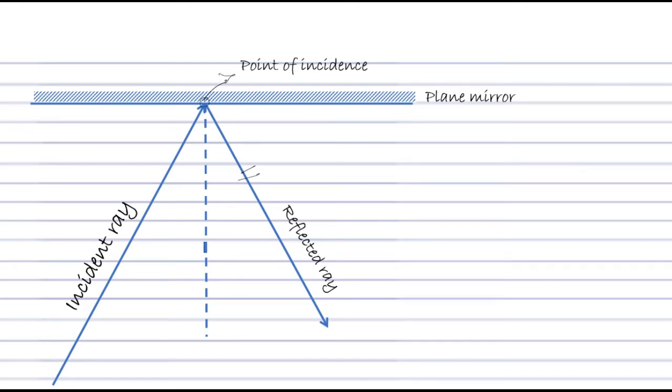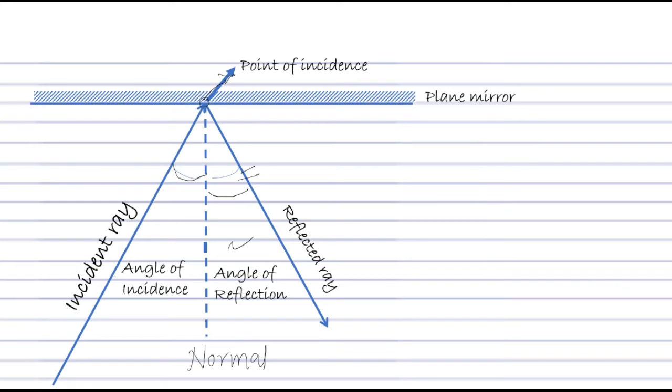Where the incident ray hits the plane mirror is called the point of incidence, right? Angle of incidence: we have to show the angle of incidence. This from here to here is the angle of incidence. Remember, since this is the normal, look at this. The angle between the incident ray and the normal is the angle of incidence. In the same way, this angle from here to here is the angle of reflection, right? So this is the diagram.